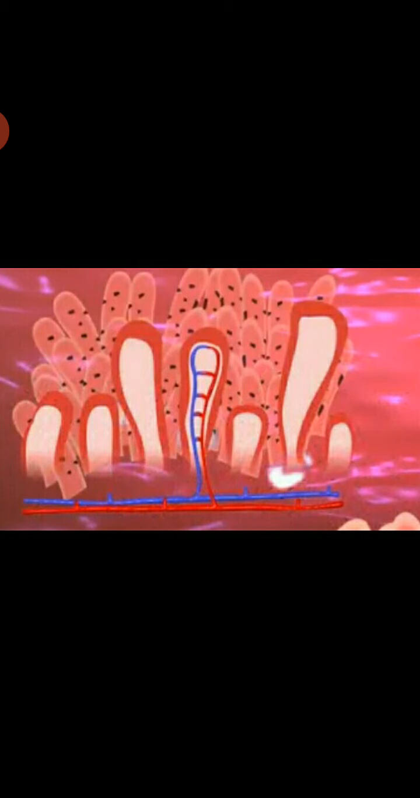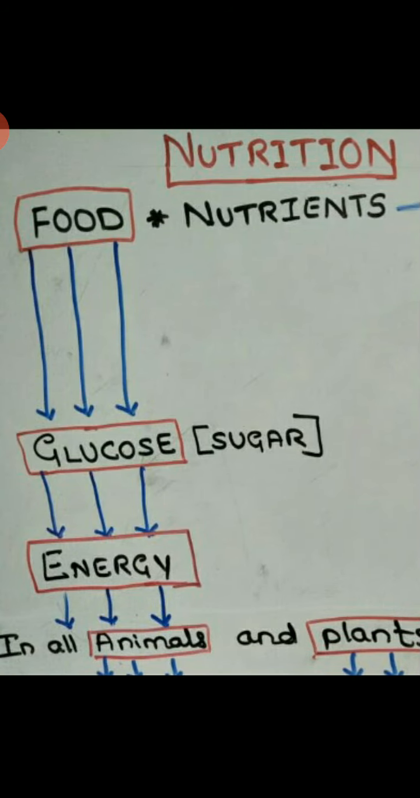This way, the assimilated food in the form of glucose breaks down with the help of oxygen into carbon dioxide and water, and energy is released. This energy is used by our body for various physical activities like walking, running, etc.